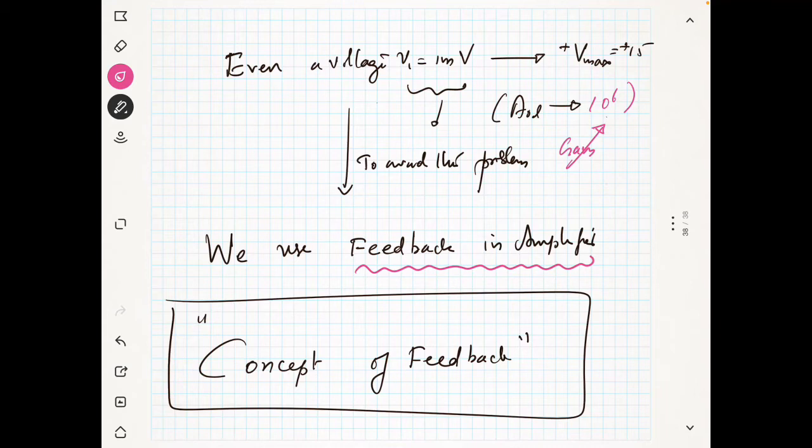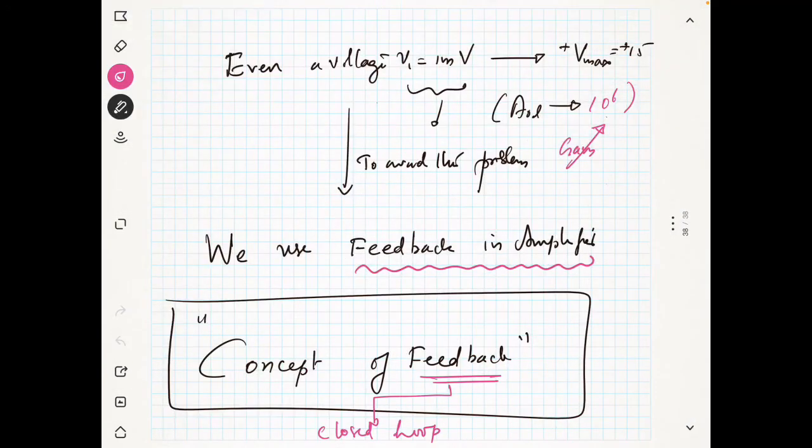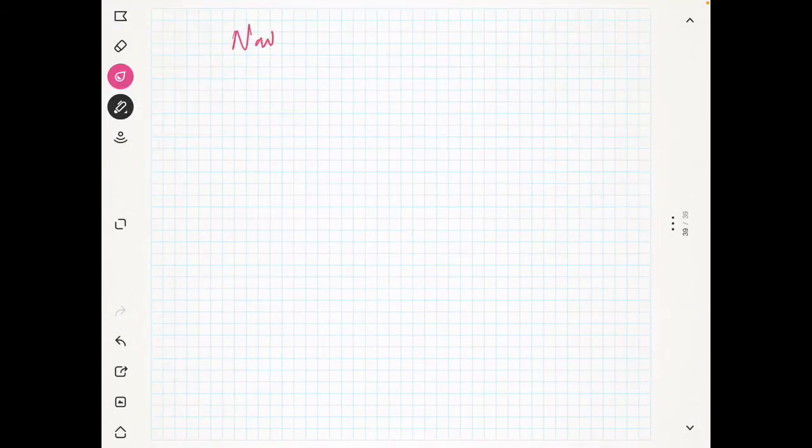We will call that gain the closed loop gain. So after feeding back, we will be calling our circuit the closed loop circuit. Previously our circuit was open loop, and now our circuit after feedback will become closed loop, and the gain we will call now the new gain, which is nothing but the closed loop gain. It is usually represented as ACL, the closed loop gain.